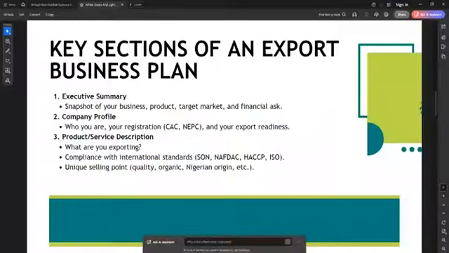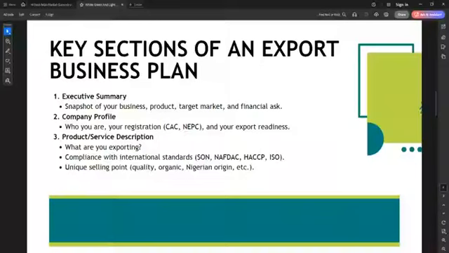So what are the key sections of an export business plan? Just like in the case of a general business plan, it's really similar, but there are just little differences around it, and we are going to be looking at those differences now. So number one, we have the executive summary.